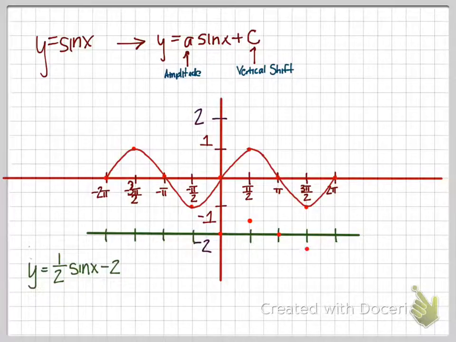So now we're only going to go out a half from the central median line. So out a half, at 0, out a half, at 0 again. This is why it's important that we leave us some space, because you never know what the amplitude change is going to be. So now I have this shorter little graph with an amplitude of a half and then down 2 spaces from the origin.